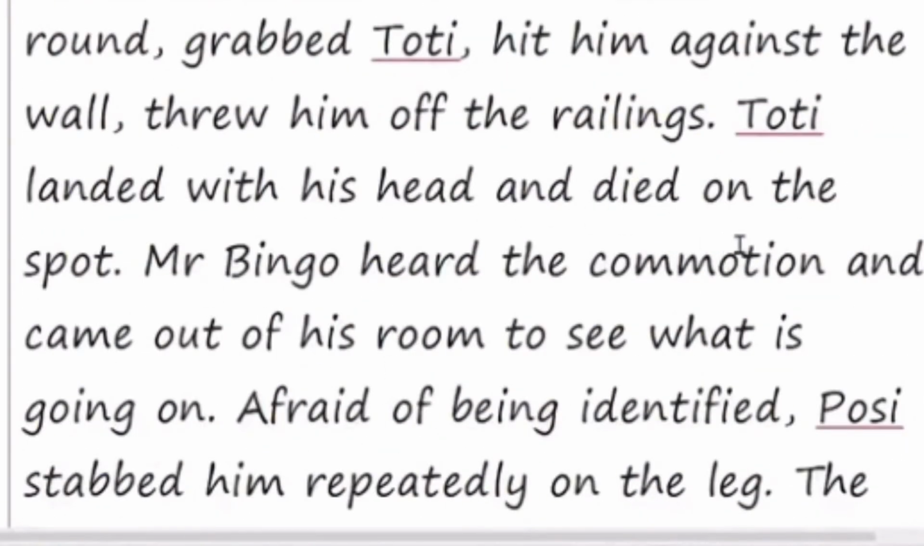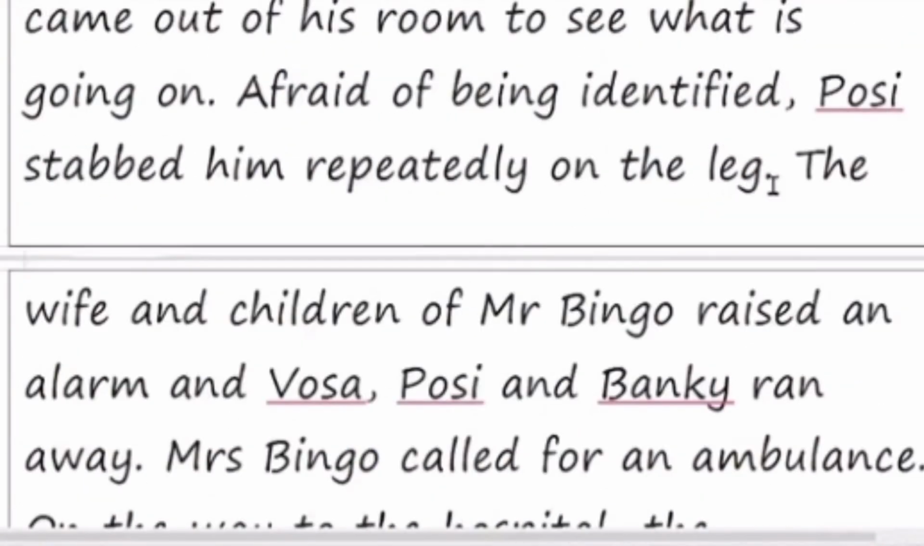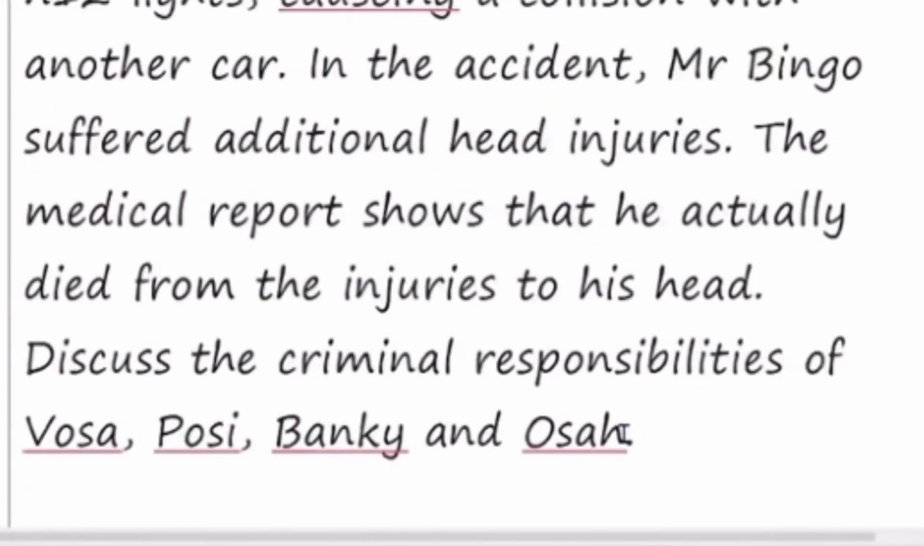Mr. Bingo heard the commotion and came out of his room to see what was going on. Afraid of being identified, Posey stabbed him repeatedly on the leg. The wife and children of Mr. Bingo raised an alarm and Vosa, Posey and Banky ran away. Mrs. Bingo called for an ambulance. On the way to the hospital, the ambulance driver, Osa, beat the traffic light, causing a collision with another car. In the accident, Mr. Bingo suffered additional head injuries. The medical report shows that he actually died from the injuries to his head. Discuss the criminal responsibility of Vosa, Posey, Banky, and Osa.